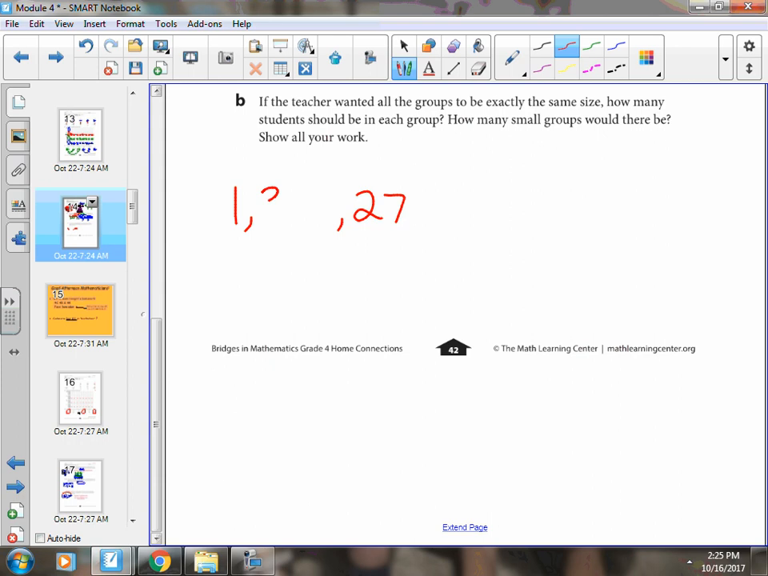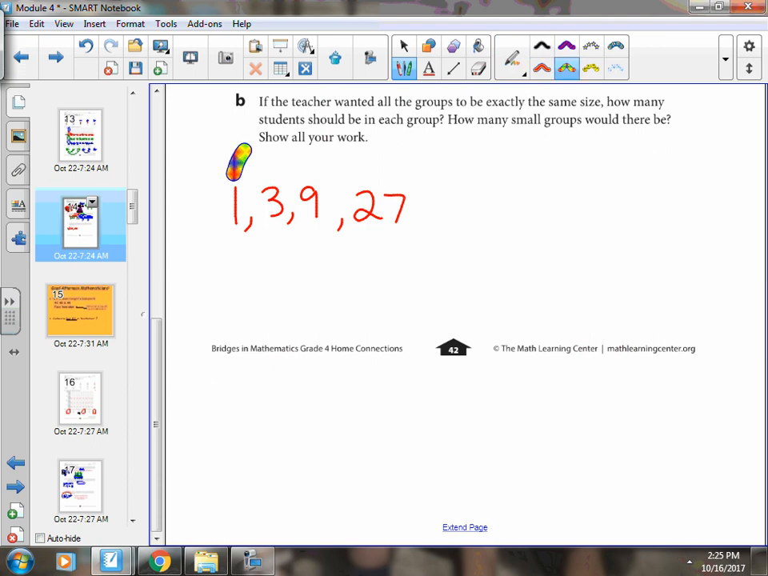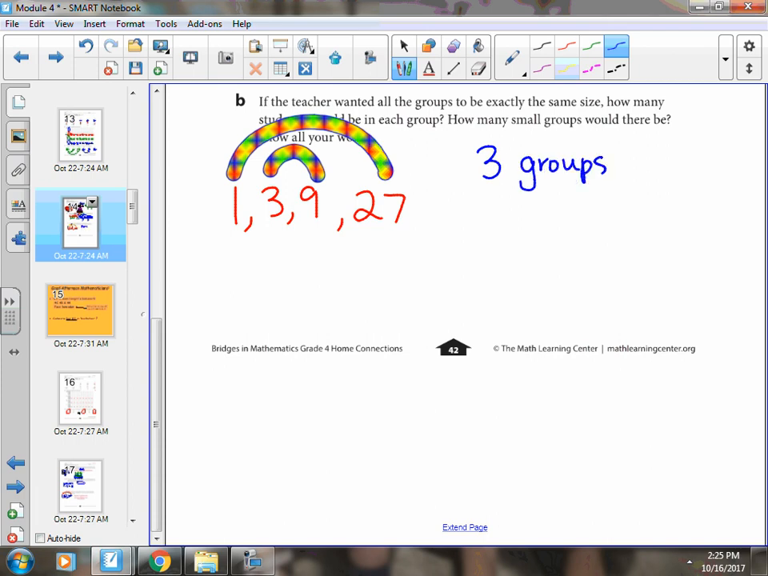I'm wondering if this is 3 groups of 9 or 9 groups of 3. Because the factors of 27 are 1 times 27 and 3 times 9. Realistically, a teacher would probably say 3 groups of 9 kids or 9 groups of 3 kids. So I could see a teacher doing either one of those.